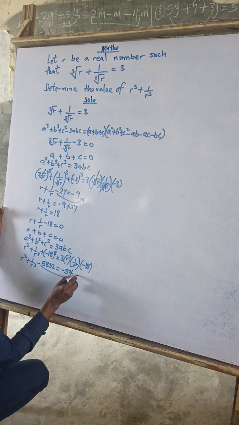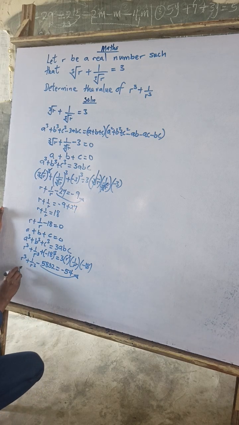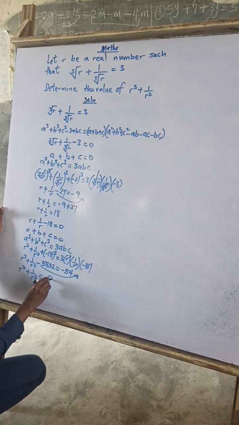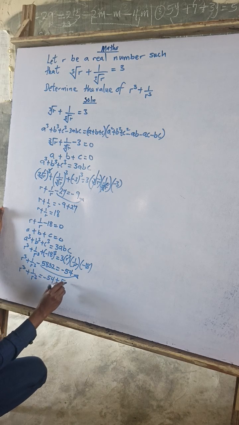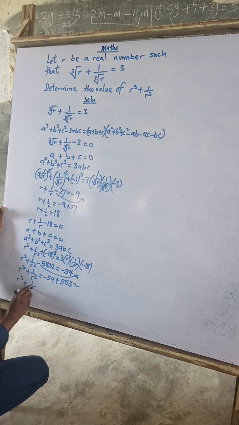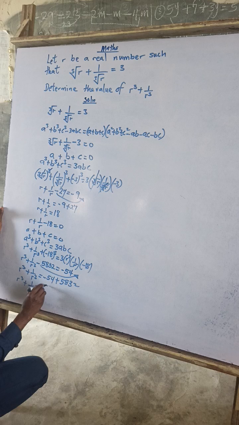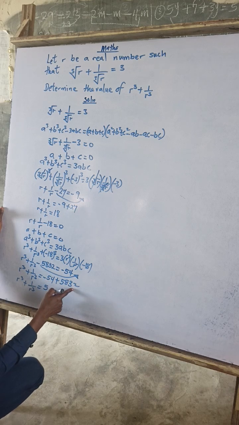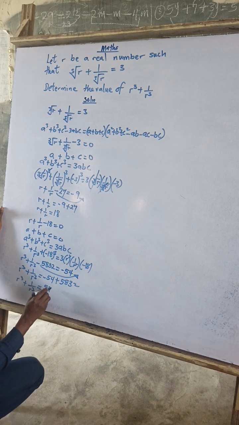Collect like terms. We are going to take this one to this side. Therefore, we have R cube plus 1 over R cube equals minus 54 plus 5,832. When we take away 54 from here, we have 5,778. This is our answer.